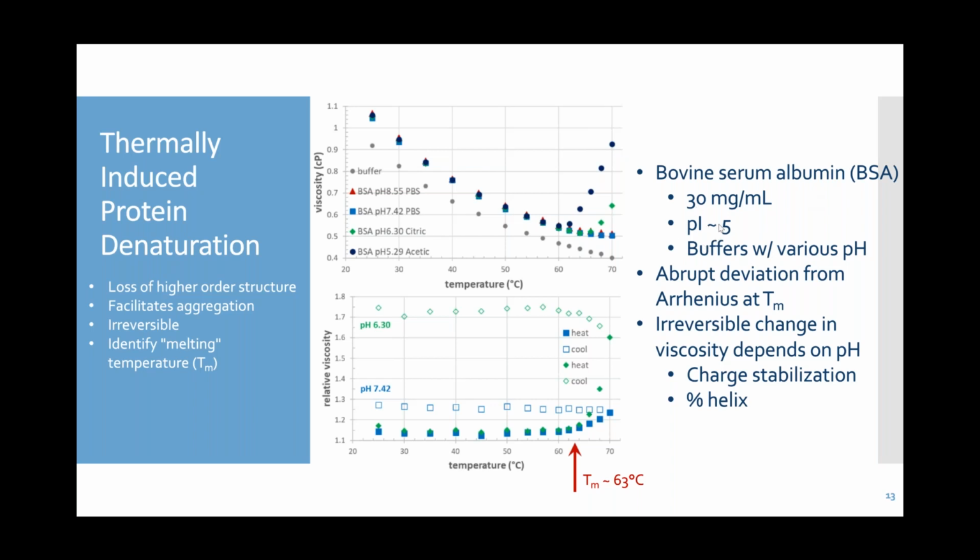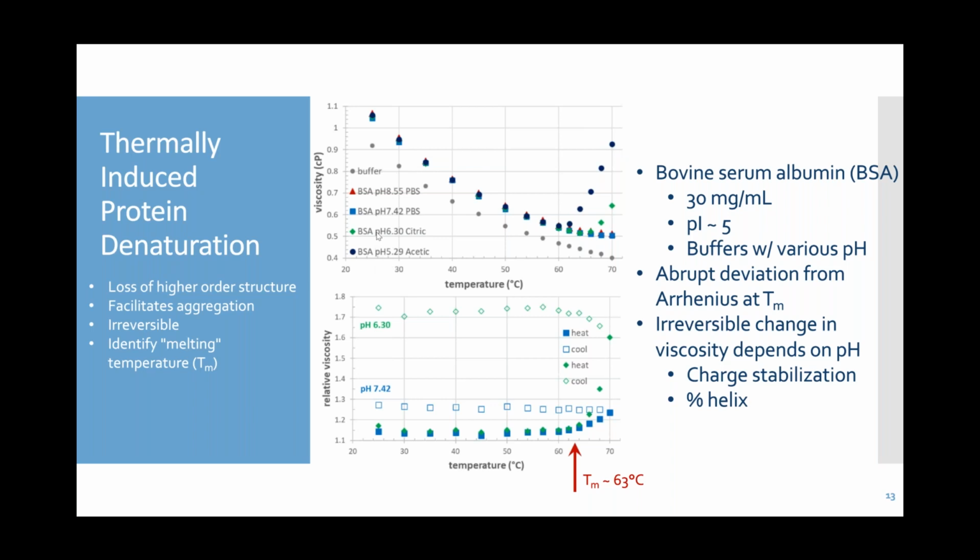So BSA has an isoelectric point at about 5. This is where this molecule has a net charge of 0. And what we're going to look at is the impact of varying pH and seeing how that impacts this transition with temperature. We're going to do this by varying buffer. So we have a solution in an acetic buffer, which is close to this isoelectric point, so close to net 0 charge. And then we're going to use citric and some phosphate buffers to increase our pH and make the protein more anionic. So it becomes more charged and more anionic as we move away from that pH of 5.